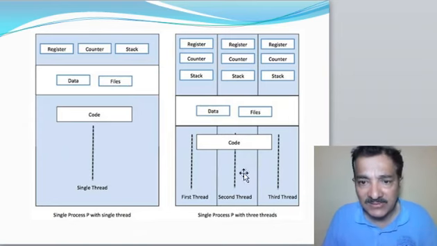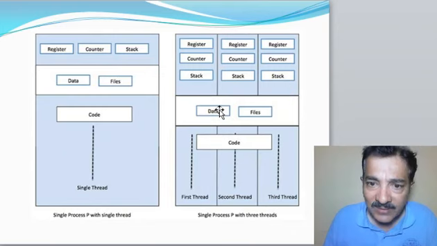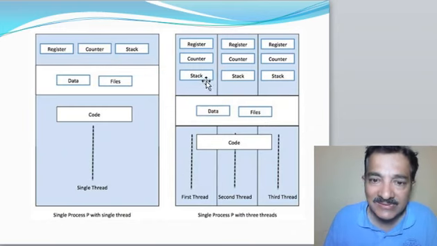But if it is a multi-threaded application, each thread will have its own code, but the data segment is going to be shared by all three threads. The open files can also be shared by all three threads, but each thread will have its own stack segment, its own program counter, and its own registers.